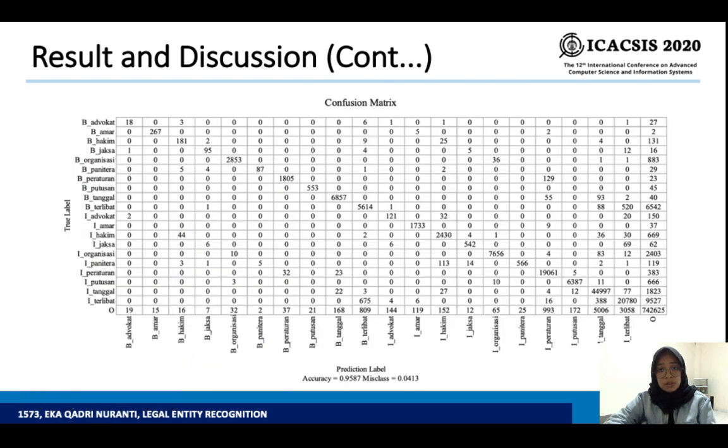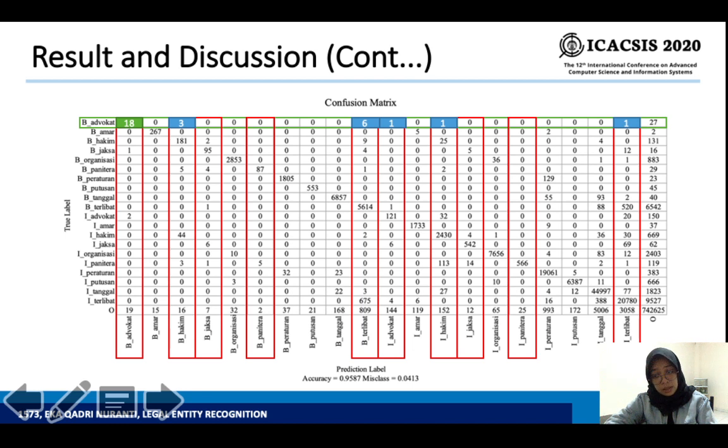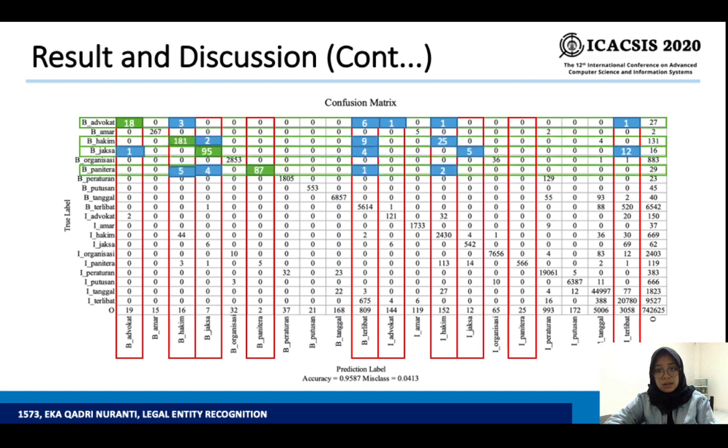Another reason can be seen in the confusion matrix of the BLSTM plus CRF model. For the advocate begin tag, the true labels are mostly predicted as begin judges and begin person. As we know, there are similarities in written tokens for advocate, judges, and persons, namely showing a person's name. It occurs for other texts that indicate a person's name.